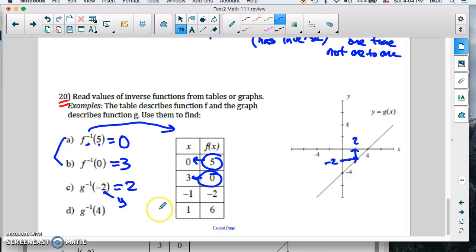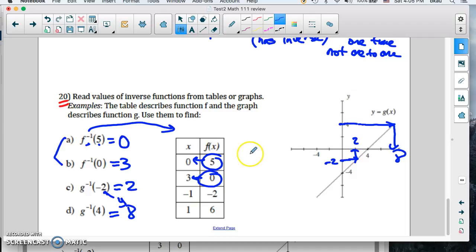Alright, and now this one you go to 4 on the y-axis. Here's 4 on the y-axis. You read over till you get to the graph, and then you read down to get to the x value. That's 2, 4, 6, 8. So this is 8 here, so this is going to be the value of 8. So remember, if it says inverse, you're going to read backwards on the graph. Always backwards on the chart, or start at the y-axis and read to the x value. You always go across left or right to find the graph.